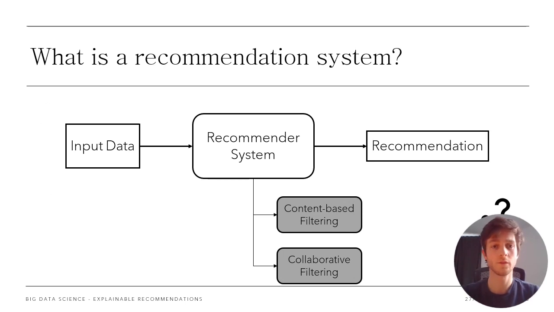A recommendation system takes input data and traditionally uses either content-based filtering or collaborative filtering to generate recommendations for the users. Content-based filtering uses the similarity of an item to other items that are already connected to you in some way. Collaborative filtering is when the system compares you to other users and recommends items that were chosen by similar users.